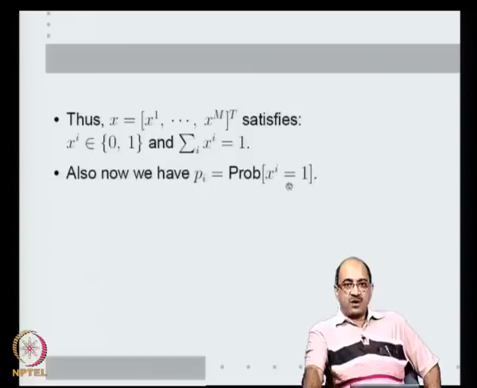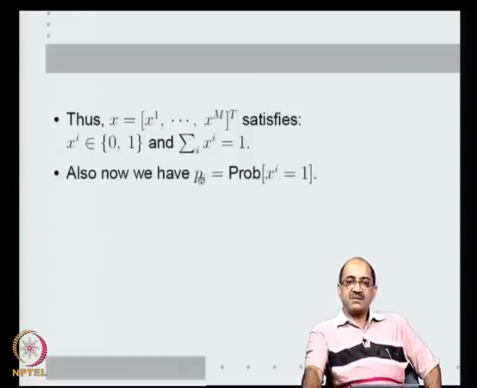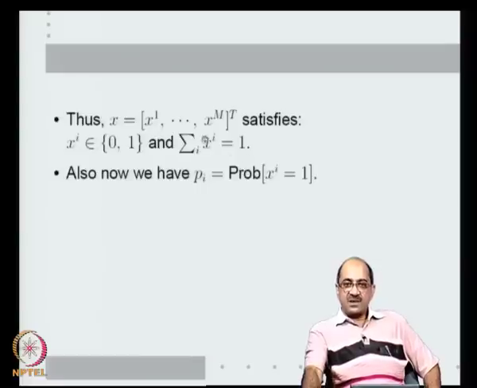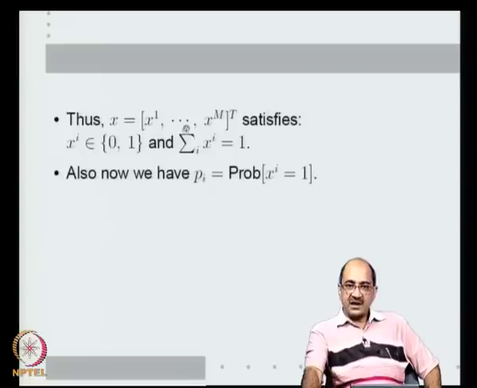Also, the probability that x superscript i is equal to 1 is given by p_i. When will x superscript i be 1? X superscript i is the ith component of x. The ith component of x is 1 only if z has taken the ith value, namely a_i, and the probability that z takes that value is p_i.